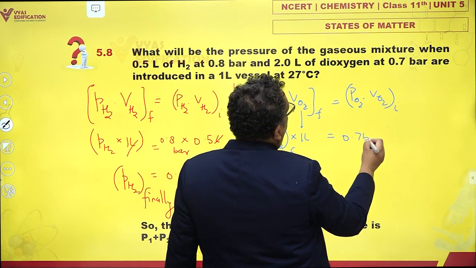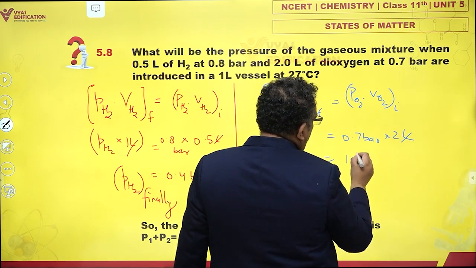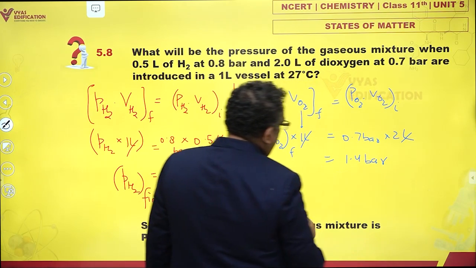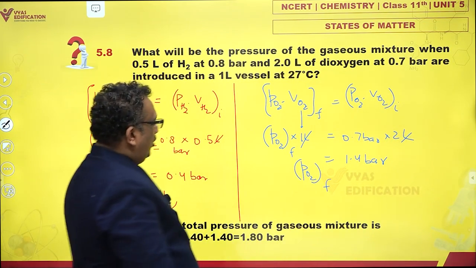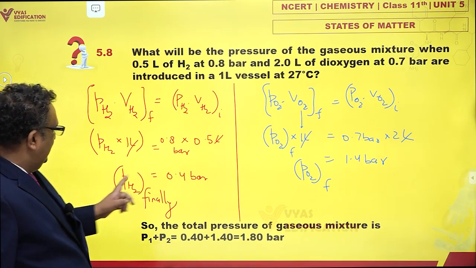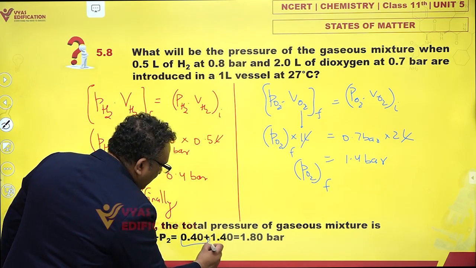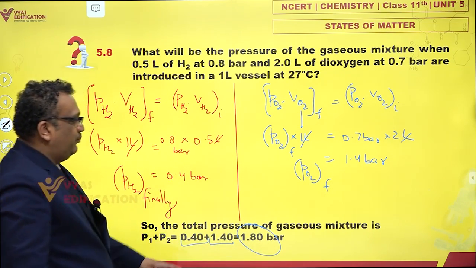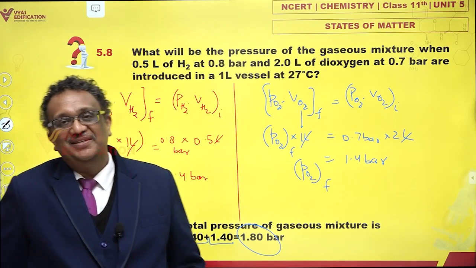Initially 0.7 bar and 2 liters. That means 1.4 bar. Partial pressure of O2 finally is 1.4 bars, hydrogen is 0.4 bars. So P total is 0.4 plus 1.4, which is 1.8 bar. That would be the final total pressure in the vessel.